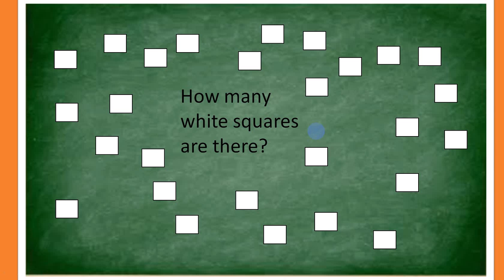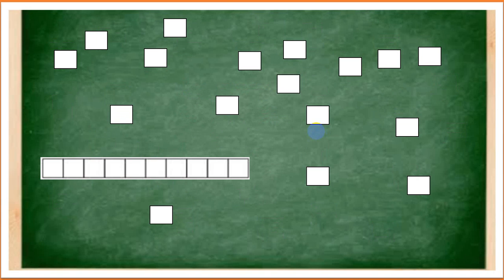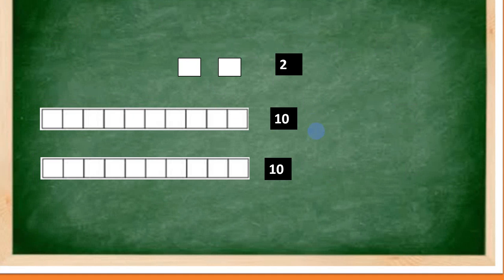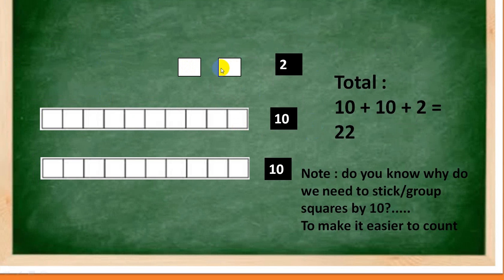One by one, I mean. But wait, I have a better idea. I will take 10 squares and stick them together into a bar like this. And then I take another 10 and make another bar like this. One bar consists of 10 squares. Then the rest I put over here. Okay. Then in total, I just have to add them all. 10 plus 10 plus 2 equals 22.